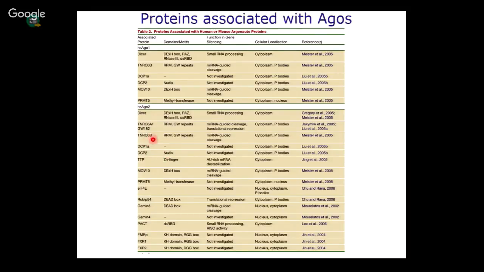And also DCP1 and DCP2 for decapping, because microRNA and AGO localize at the cytoplasmic P-body for RNA decay. Some proteins like RCK/p54, we know that DDX6 also interacts with the DCP and AGO2 and other proteins.